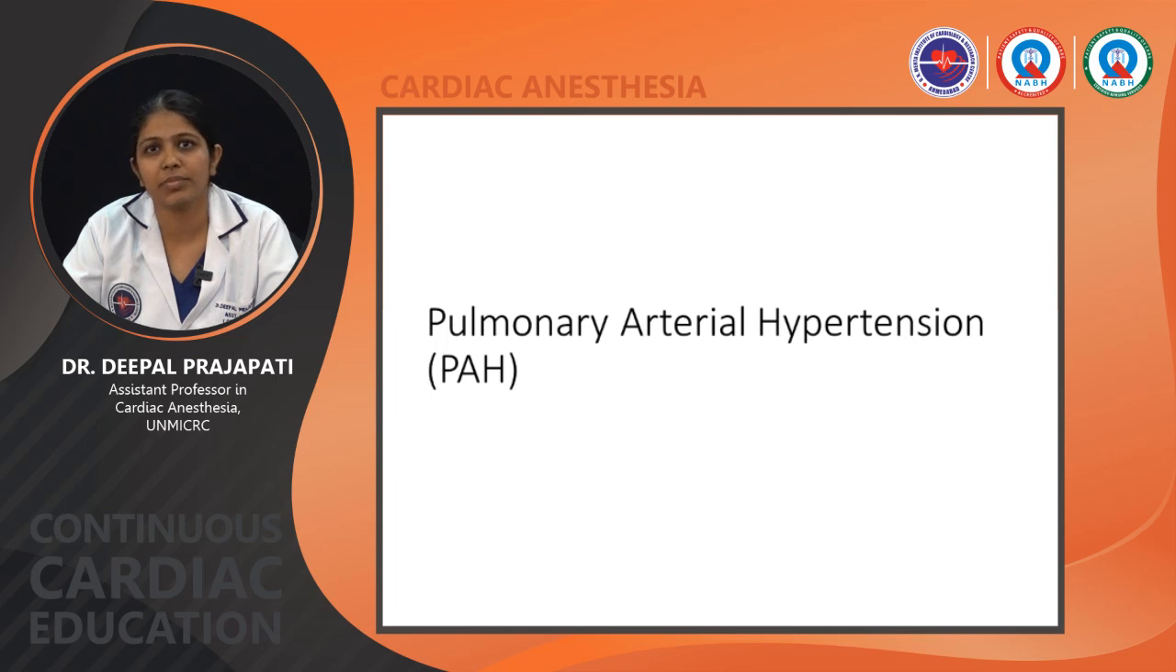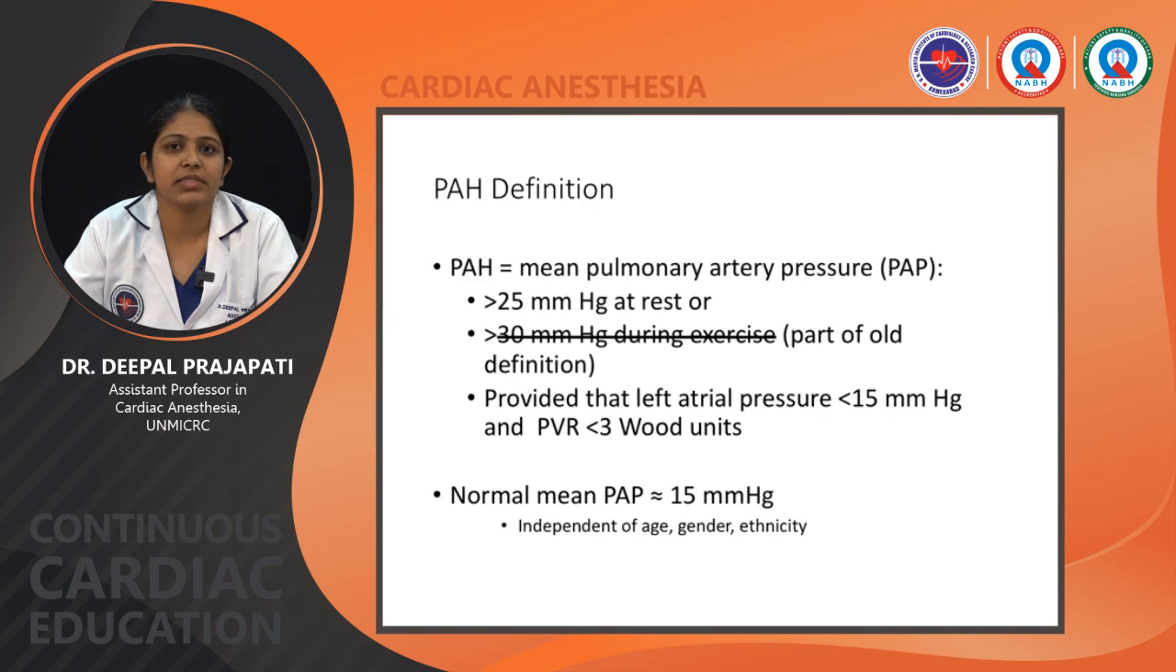Now, pulmonary arterial hypertension. By definition, a mean pulmonary arterial pressure of more than 25 mm of mercury at rest, provided that left atrial pressure is less than 15 mm of mercury and pulmonary vascular resistance is more than 3 Wood units, is considered pulmonary arterial hypertension.